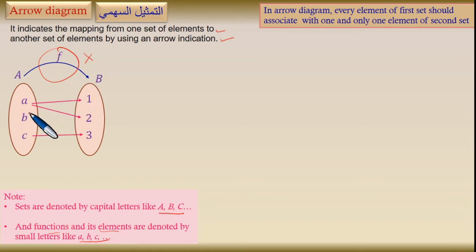And also the other reason is that element b has no association, while every element of the first set must have one and only one. So element b has no relation. Because of these two reasons, this is not a function. So this example is not a function.